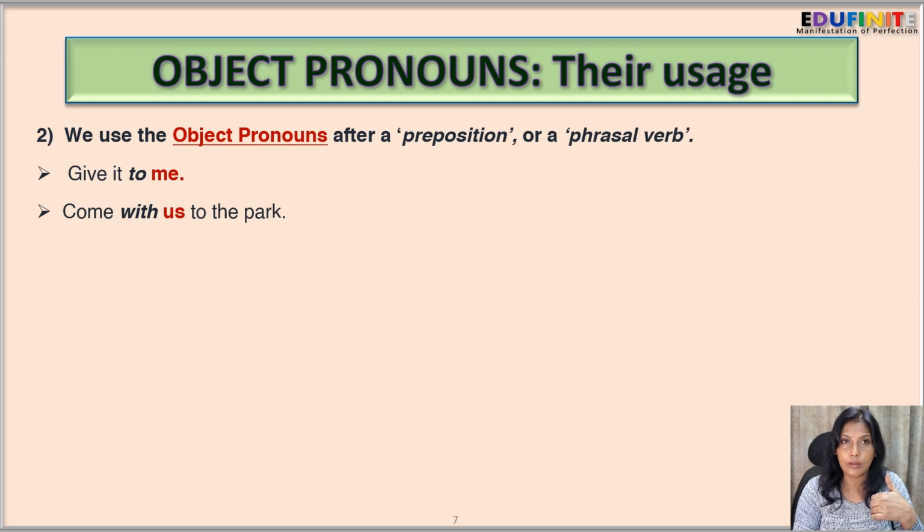Come with us to the park. So we are asking some of our friends to come with us to the park. So us is the object pronoun which is used after the preposition with.